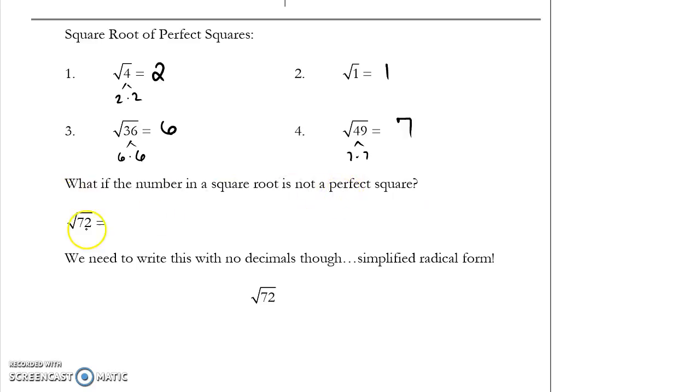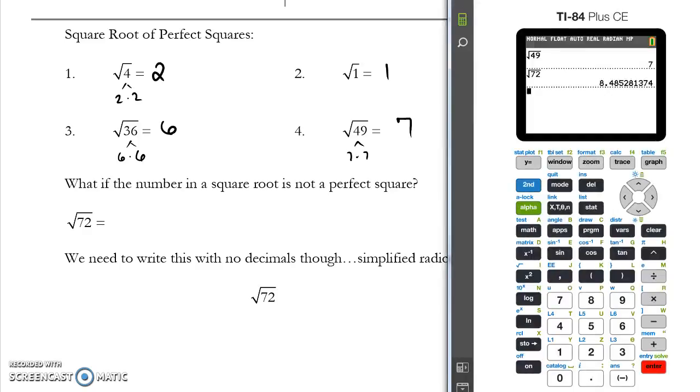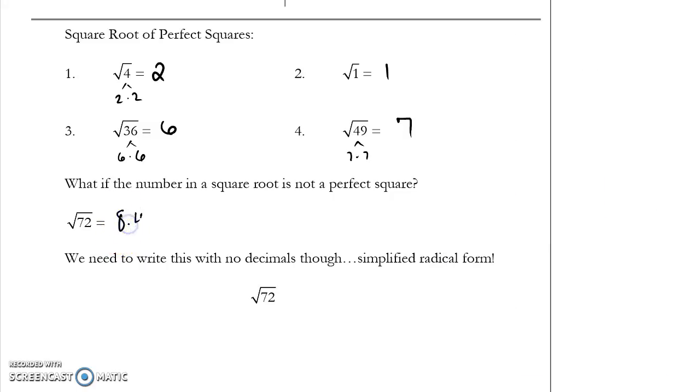But what if we get a square root that's not a perfect square? For example, the square root of 72. Go ahead and type that in your calculator and see what we get. So you can see on my calculator screen, if I typed in square root of 49, which we just did, I get 7. That makes 49 a perfect square. But if I type in square root of 72, I get a decimal. As soon as you get something that's a decimal, you know it's not a perfect square. 72 is not a perfect square. So we get 8.49, I'll just round that, which means it's not a perfect square.